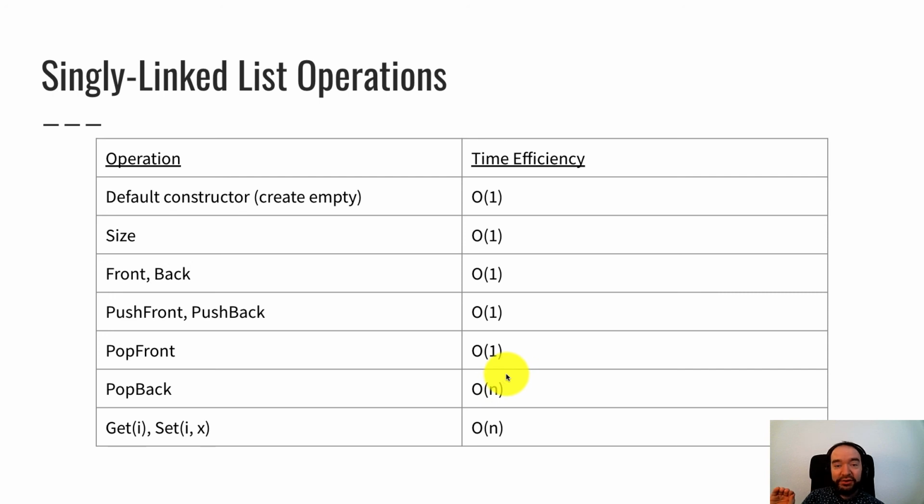That's because in order to remove the last node, we need to get a pointer to the second to last node, and that involves skipping n-1 nodes. And then get I and set I. So getting and setting by index takes linear time because, again, you have to skip over a bunch of nodes, and that's one thing that makes a vector appealing. Vectors can set and get by index in constant time.